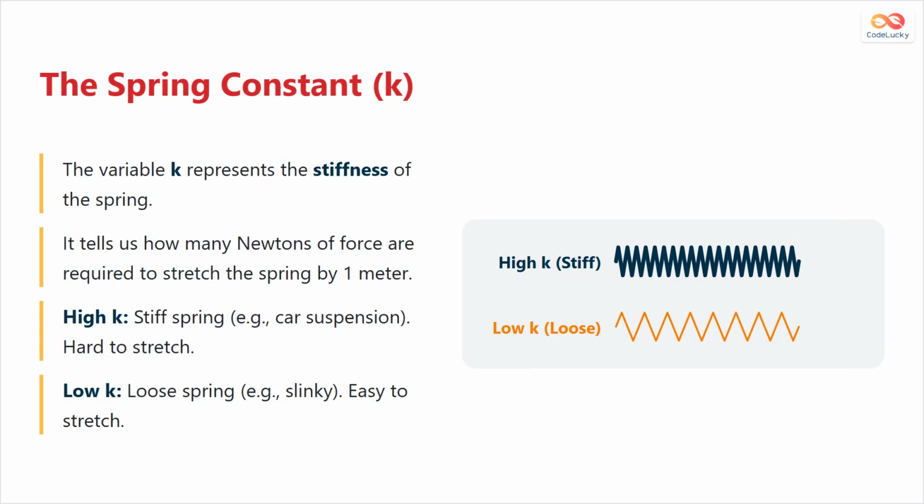The variable K represents the stiffness of the spring. A high K value means a very stiff spring, like the suspension in a car, which requires a lot of force to move. A low K value means a loose spring, like a slinky, which is very easy to stretch.